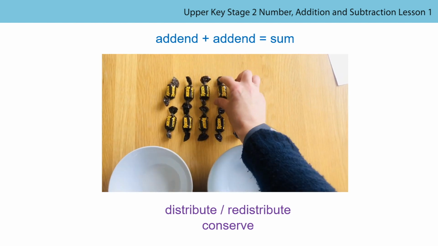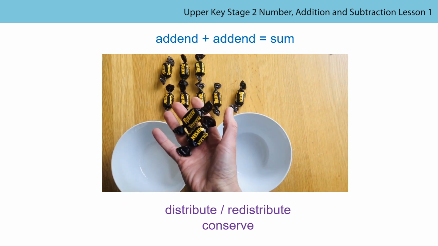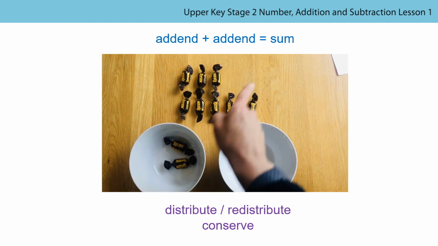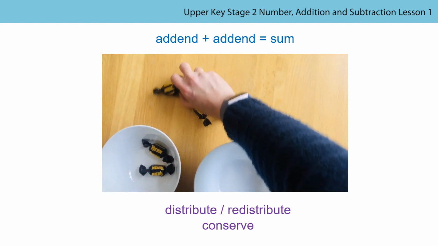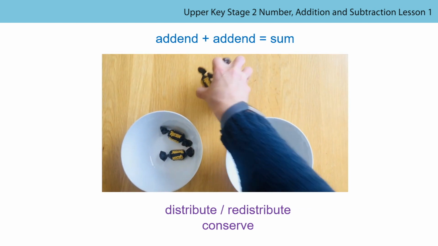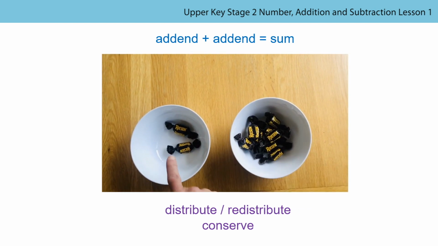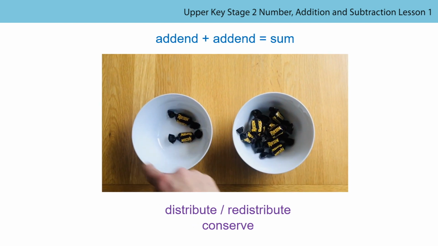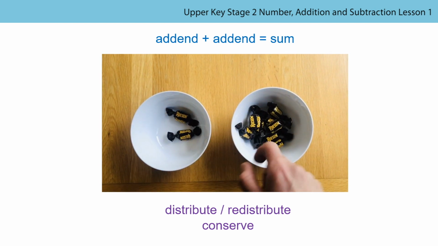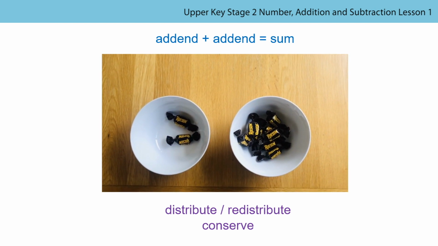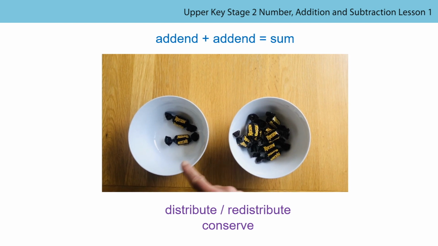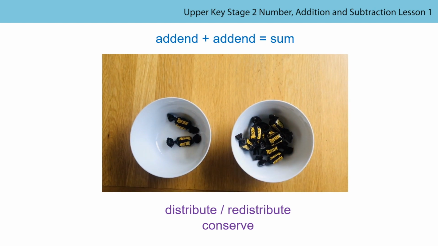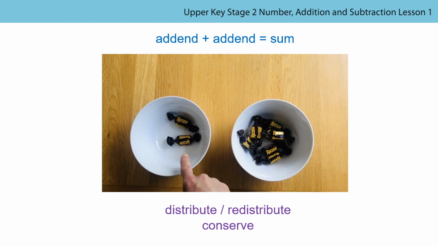So I'm going to take, let's say, 2 of my sweets. I'm going to put them into that bowl there, representing 1 addend. I've got 8 left, and I'm going to take them and I'm going to put them into this bowl. So I've got 2 sweets and 8 sweets, and the sum is 10. I've conserved the sum. If I want to keep 10 sweets, but I want to distribute that sum in a different way, well, these are the only sweets I've got. So I've got to do something to this bowl and do something to this bowl.